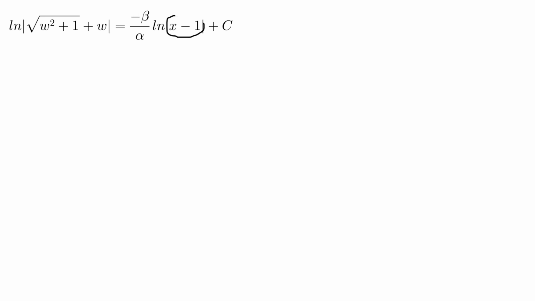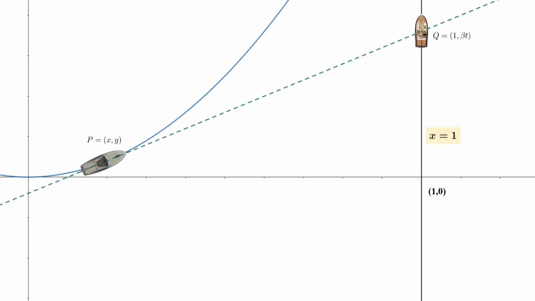This x minus 1, we prefer to write as 1 minus x, and I'll tell you why. Because of the nature of the pursuit curve, boat A is never going to exceed x equals 1. So we want this expression x minus 1 to always be positive. It's only going to be always positive if we write it as 1 minus x.